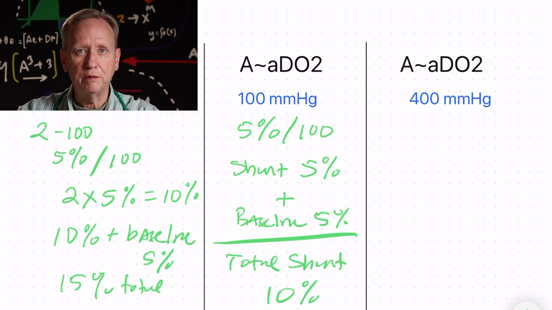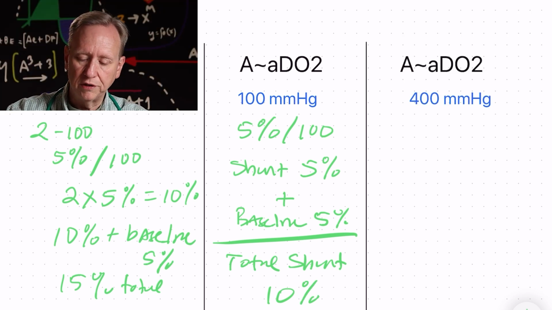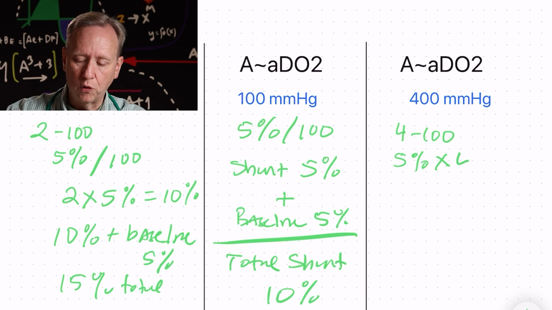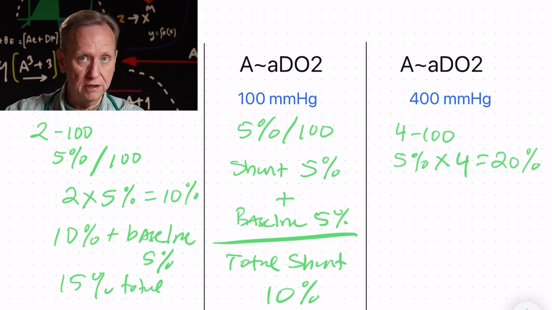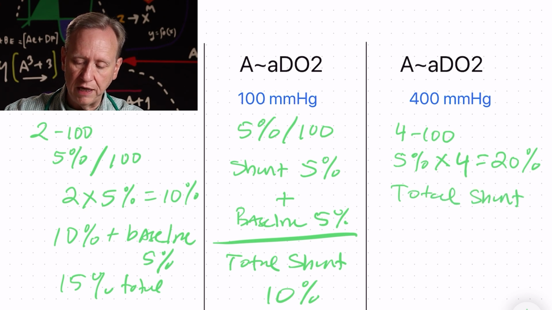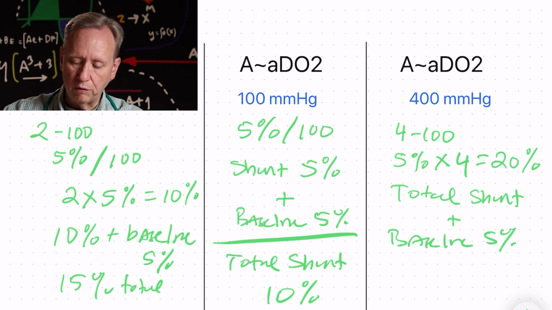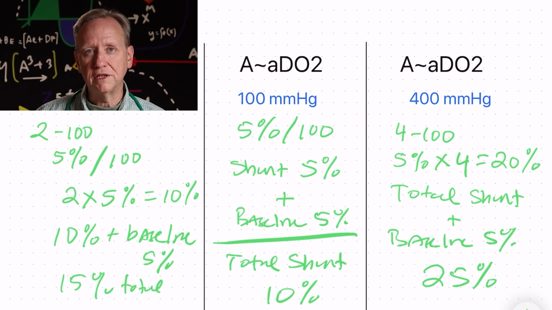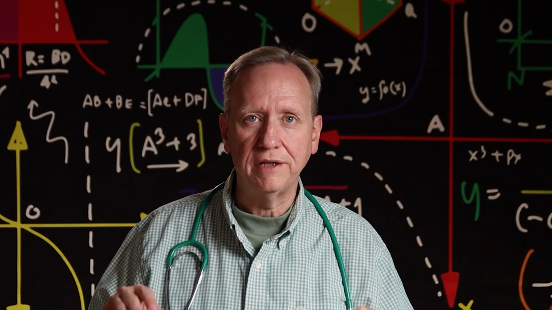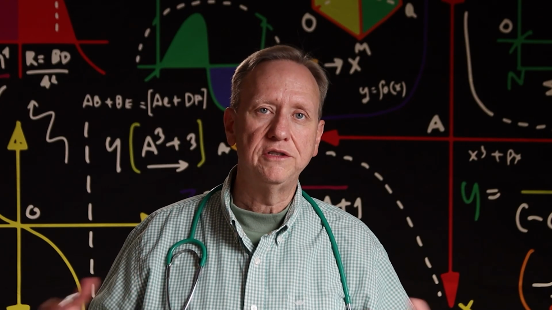Okay, but let's do a bigger number now. Here we have 400, and so we have 4 100s. Then I need 5% for each. 5% times 4 of those. And as you can see, that's going to equal 20%. And that's the shunt. But remember, we're looking for the total shunt, and so we have to add the baseline. All right, so after we add a baseline of 5%, then what we're going to get is a 25% total shunt. So calculating this shunt is that easy. You just have to know the A-a gradient, and you can estimate yourself to the correct answer.